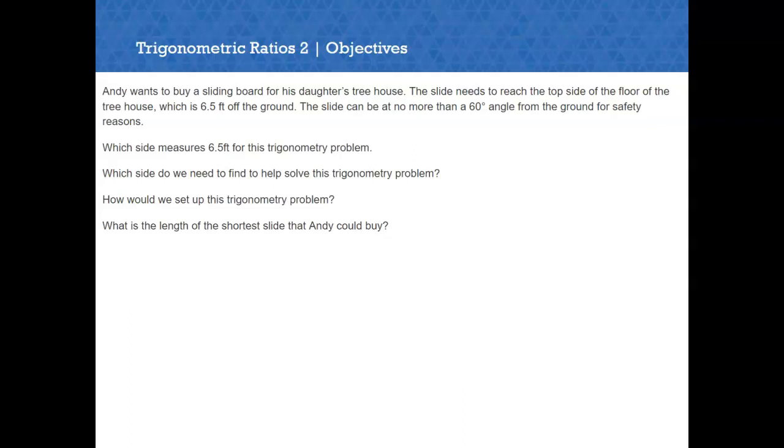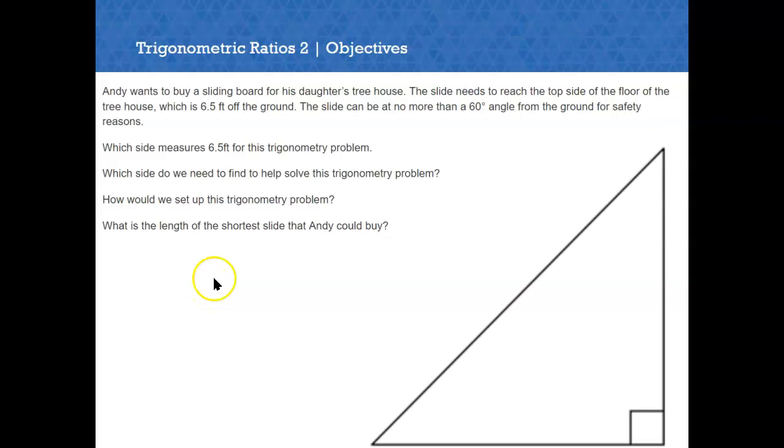How would we set up this trigonometry problem? And what is the length of the shortest side that Andy needs to buy? Well, let's go ahead and look at what we have. So the first thing is which side measures 6.5?